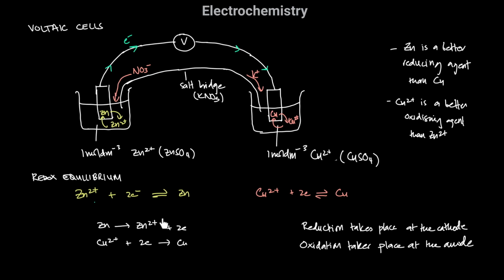So here we know that zinc is undergoing oxidation, right? It's the reducing agent. So the zinc electrode is the anode, right? That's your zinc electrode. And the copper electrode is the cathode, right? That's where reduction is taking place, right? We have gain of electrons taking place at the cathode, right? So that is the copper electrode.